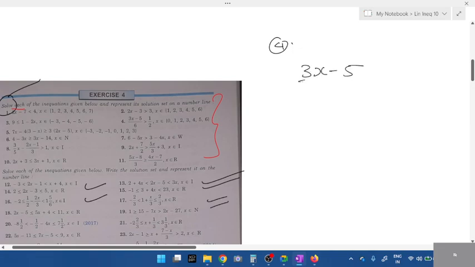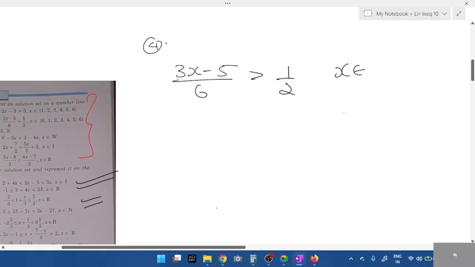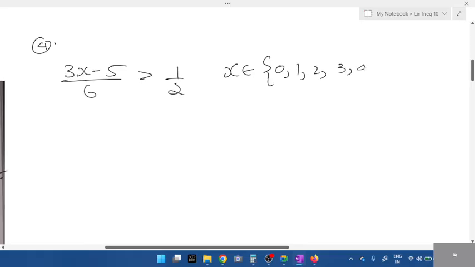3x minus 5, 1 by 2, x belongs to 0, 1, 2, up to 6. This is the equation, students. All of you know how to take LCM, right? Whenever there is a denominator.